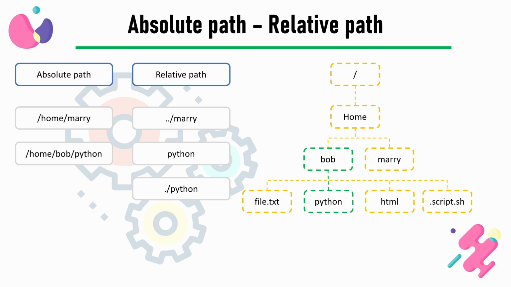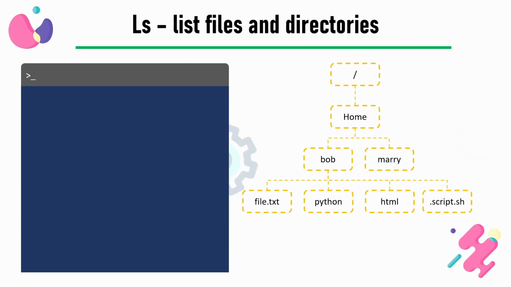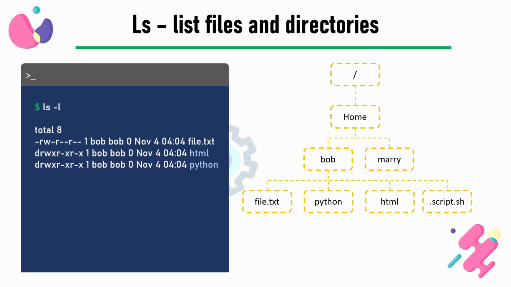Now let's go back to the ls command. With the ls command, you can use the -l option to display a long format listing, which includes additional information such as file permission, the owner and the group of the file, file modification date, and more.